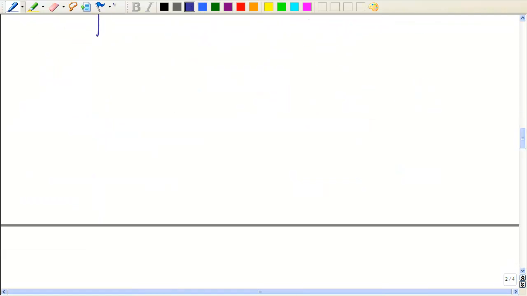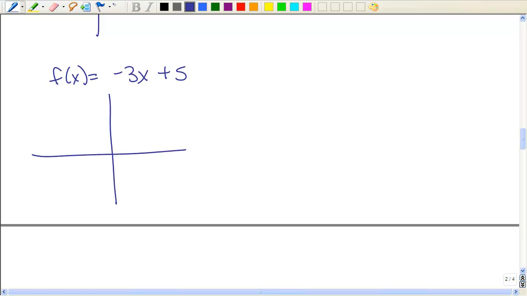Right? How about this? We have f of x equals negative 3x plus 5. Well, we're going to go through the definition, but I want to go back to basics of what this is. This is a graph of a line. Hopefully you remember y equals mx plus b. So it intercepts at positive 5 and has a slope of negative 3 over 1. So that is the graph of a line.